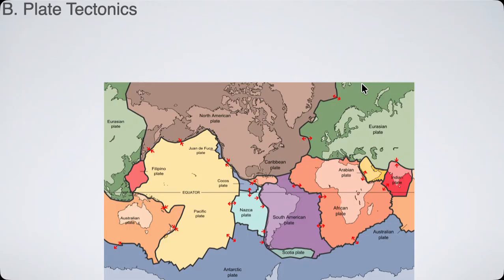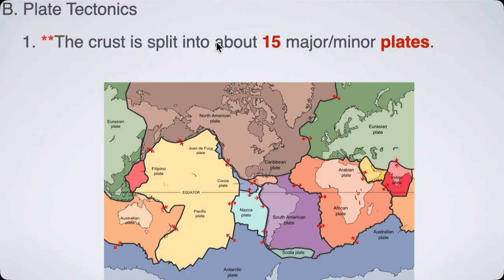Okay, plate tectonics. Here is a simplified map of the different plates that the crust is cracked into. There's about 15 of them, depending on which map you use. This is a representation of the one that we're going to be using. There are around 15 major and minor plates. Obviously, if we were to zoom in on a plate like the North American plate, there are little cracks, microscopic cracks here. So the plates are actually split up into subplates and even smaller plates than that.